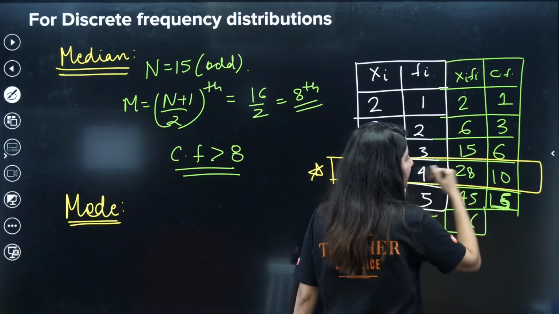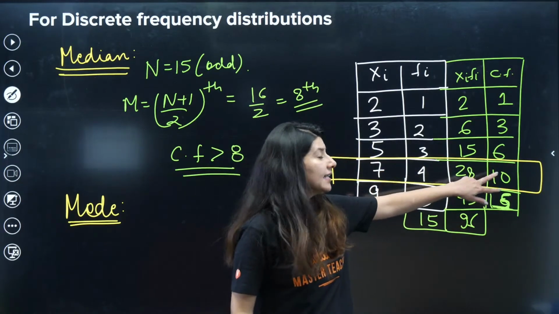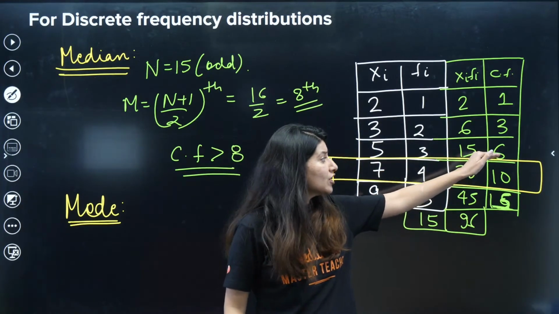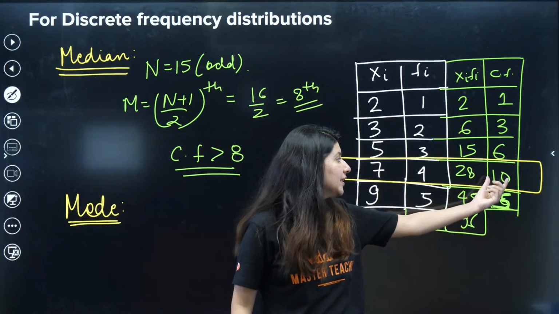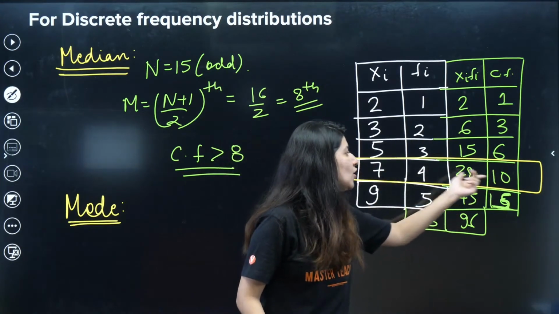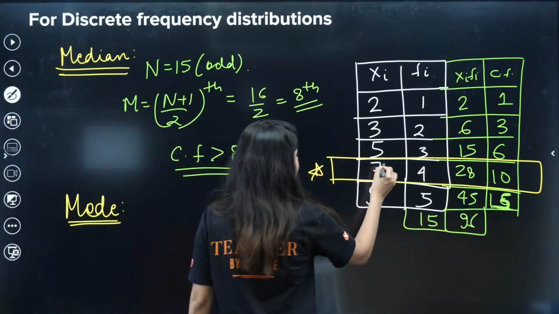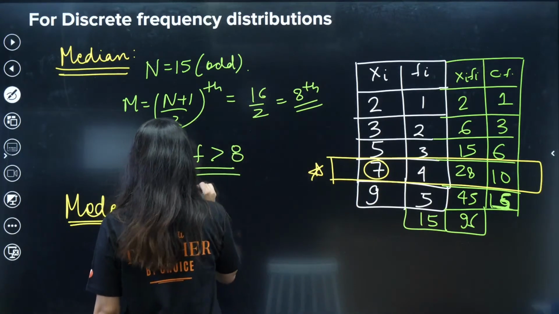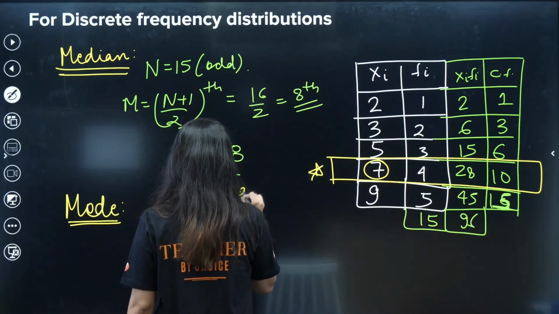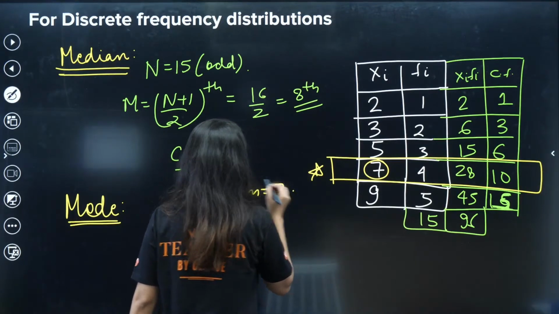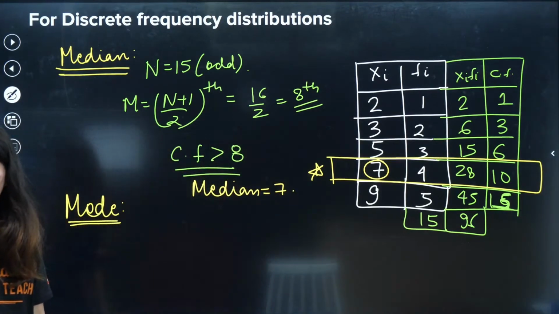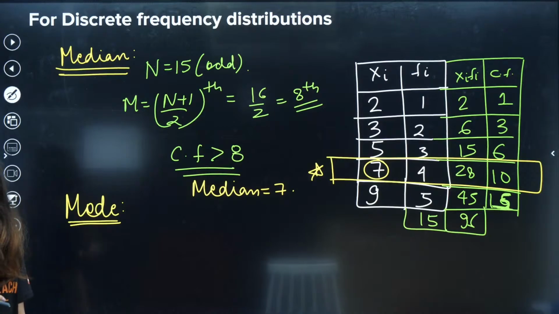Right? 8 will lie between 6 and 10. We are looking for the cumulative frequency which is just greater than 8. That would be 10. So this will be your median. So median is nothing but 7. In this case, your median is coming out as 7. Right? For discrete frequency, now you know how to calculate median.